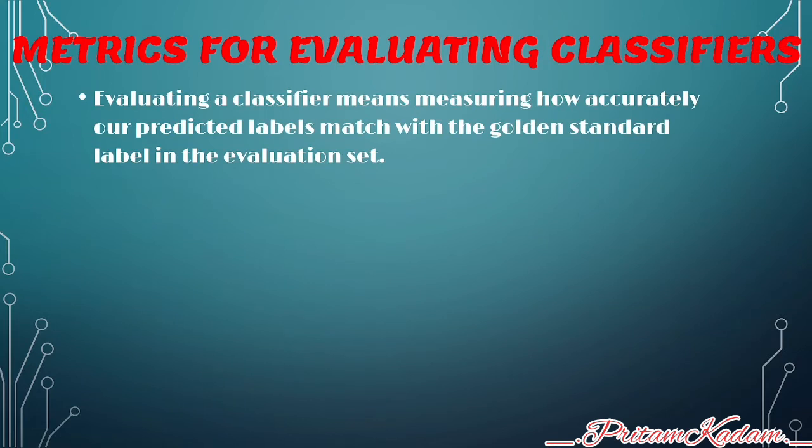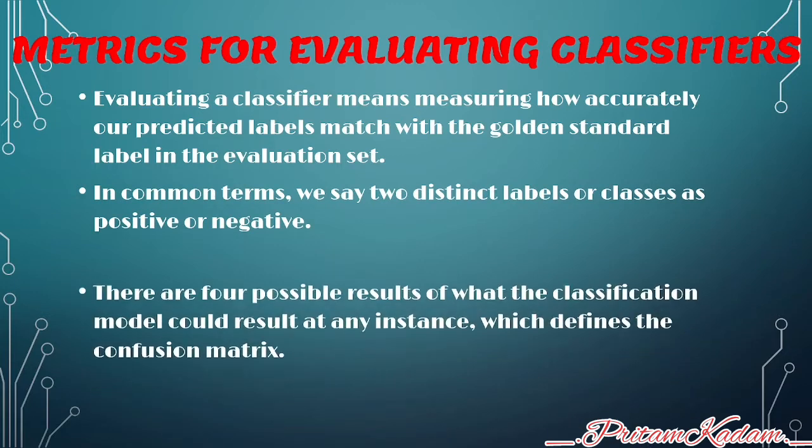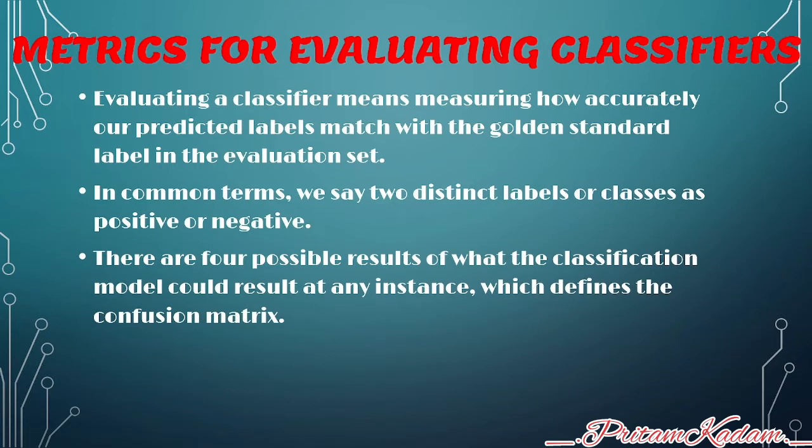Evaluating a classifier means measuring how accurately our predicted labels match with the golden standard label in the evaluation set. Okay. In common terms, we say two distinct labels or classes as positive or negative. There are four possible results of what the classification model could result at any instance, which defines the confusion matrix.